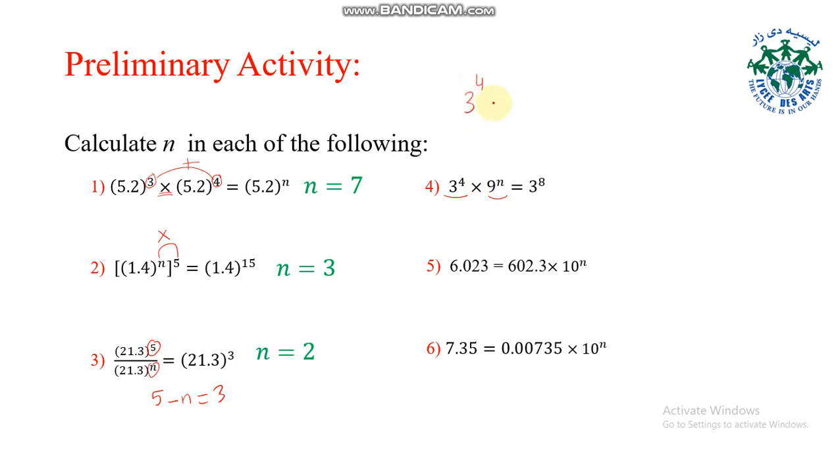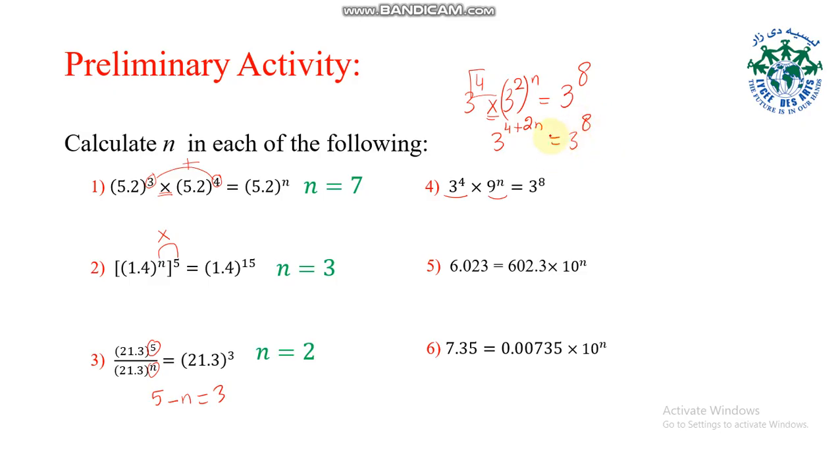So it will be 3 exponent 4 times 3 exponent 2, all of it exponent n, which is equal to 3 exponent 8. We have to work on the left side. As you know, when we have multiplication with the same base, 3 here and 3 there, we simply add the exponents. So it will be 3 exponent 4 plus 2n, equals 3 exponent 8.